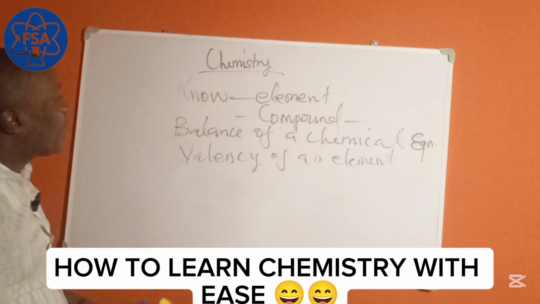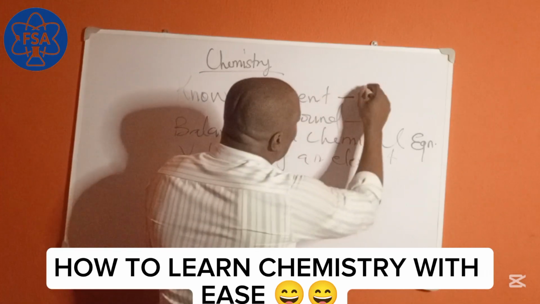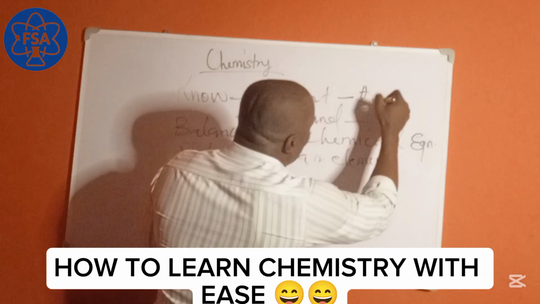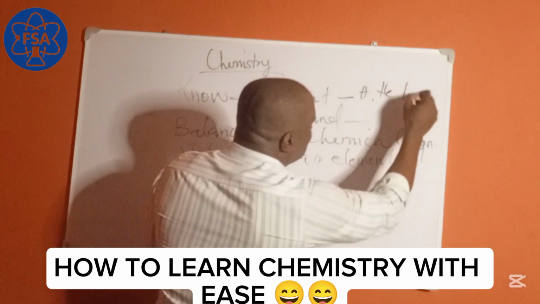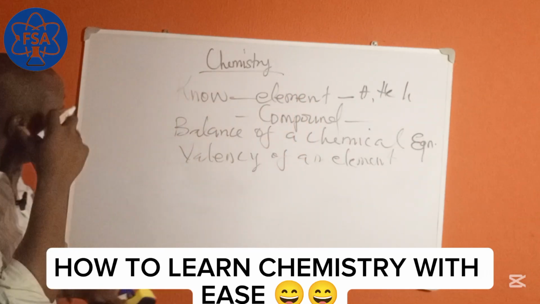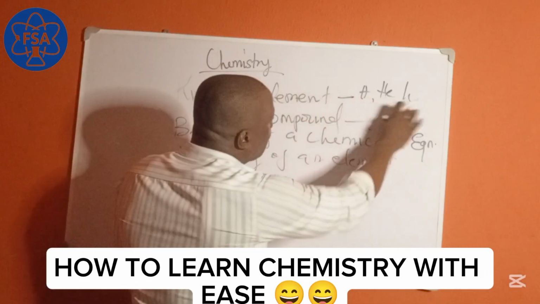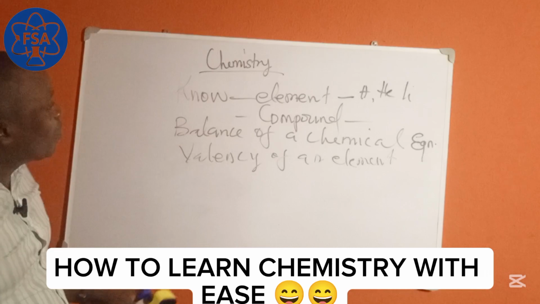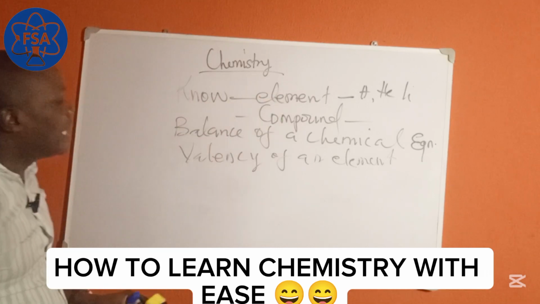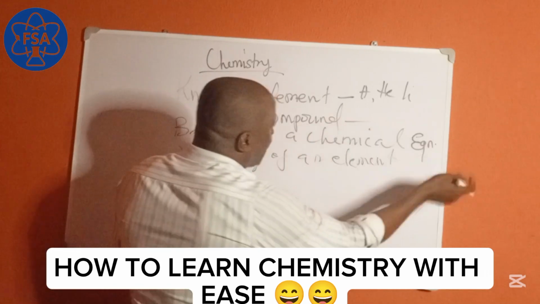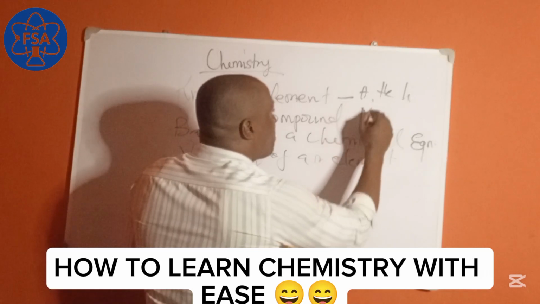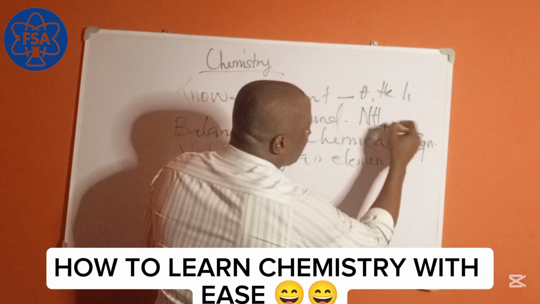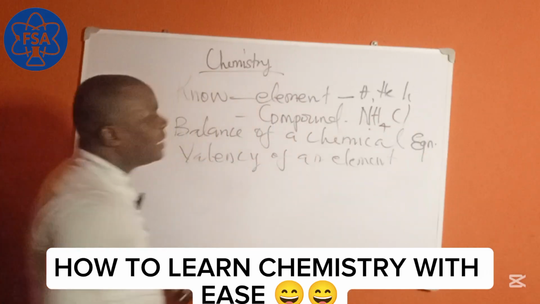For example, when you are talking about an element, you are looking at hydrogen, helium, lithium, and so on. Once you can identify each of these elements, you will be able to understand chemistry very fast. Then, when you are talking about compounds, for example, I mentioned in the previous one a compound like ammonium chloride. So chloride, this is a compound.